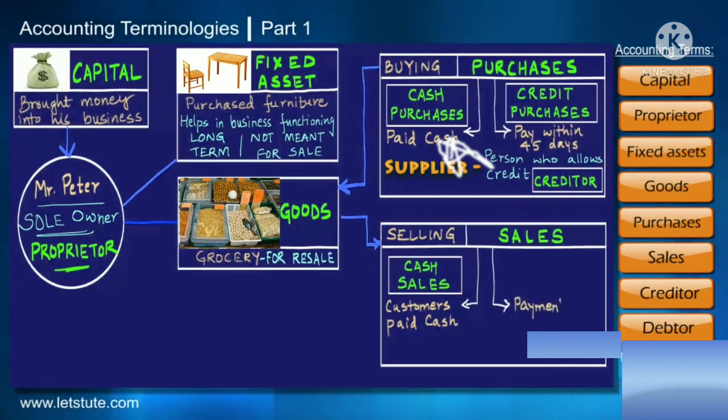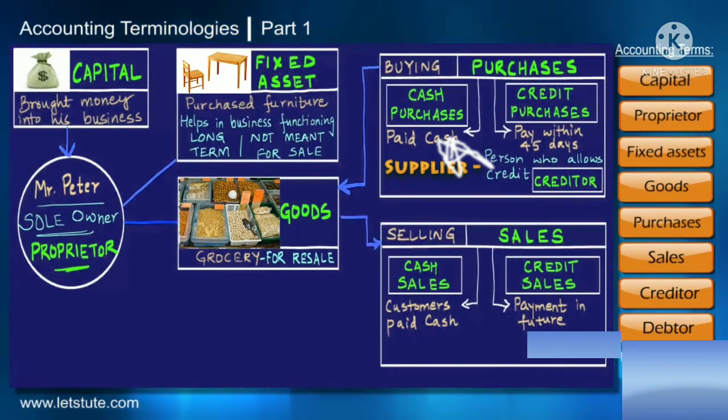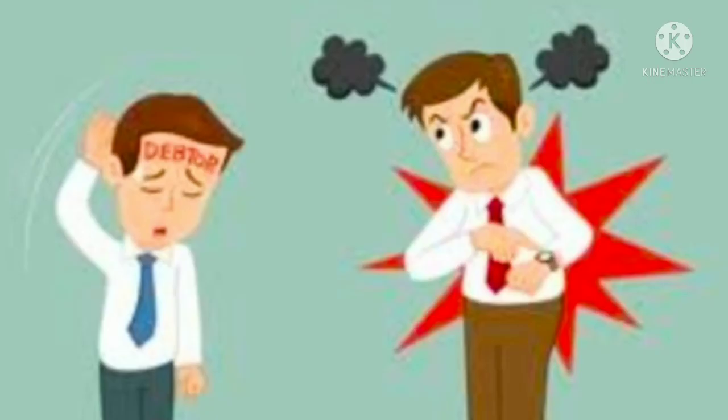Now, can you tell me who is giving the credit and who is in debt? Here, Paris is giving the credit, so he is the creditor, and his customers are in debt, so they are the debtors. Is that noted? Okay, hope you understand.